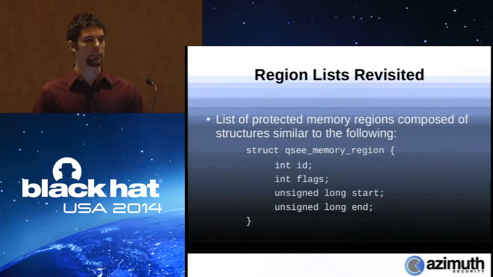Now, revisiting these secure memory protection functions. We recall that QSEE checks the status of memory regions by iterating over this linked list, which has hard-coded regions. And each of these regions is encapsulated by a structure that is similar to this. This is just what I've reverse engineered. Each region structure has an ID, which is just an incremental identifier, flags that indicate the actual protection attributes of that region, and then the start and end of these regions.